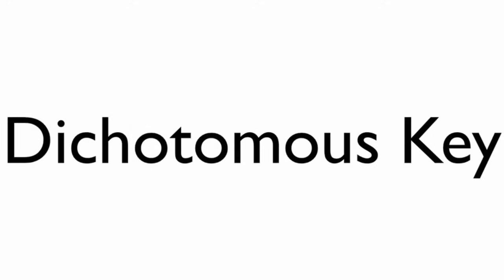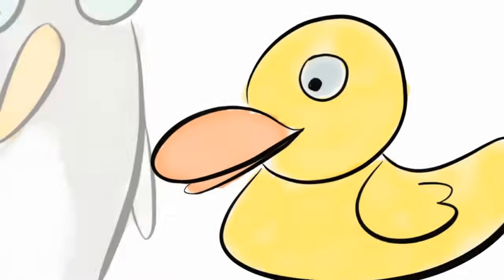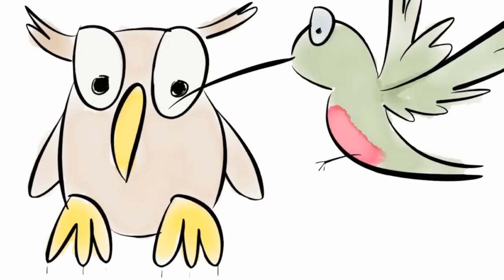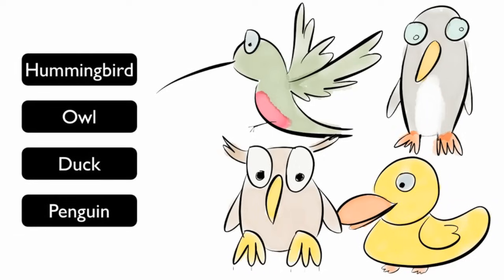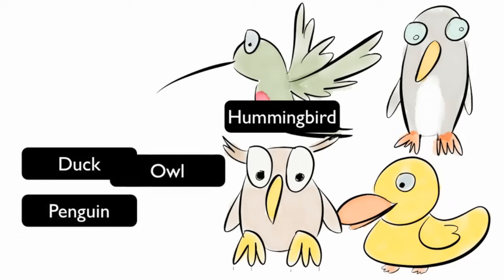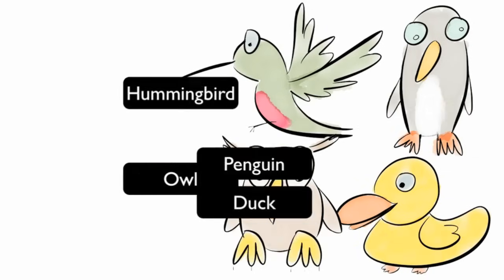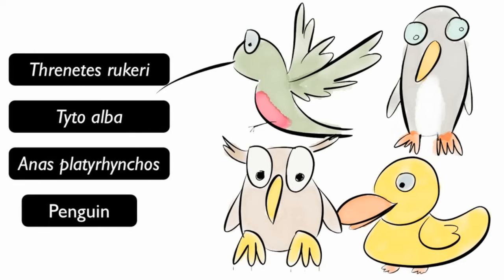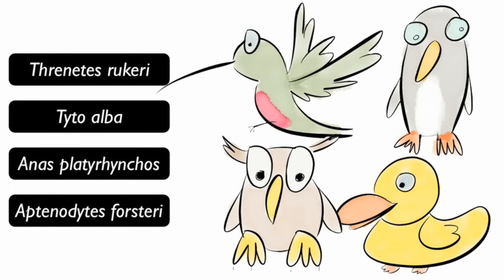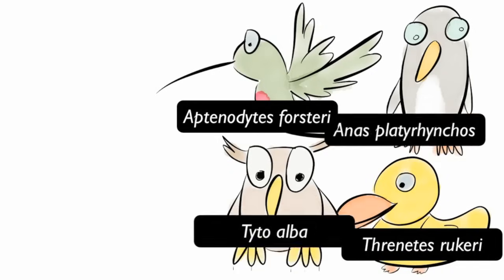Dichotomous Key. There's a lot of birds in our world, and if you were asked to identify a bird based on its characteristics, you could probably do it. We could probably name the hummingbird, the owl, the duck, and the penguin based on its features. But if you were asked to name these birds using their scientific name, the task wouldn't be so easy. You wouldn't know the scientific name of these birds just by looking at them.